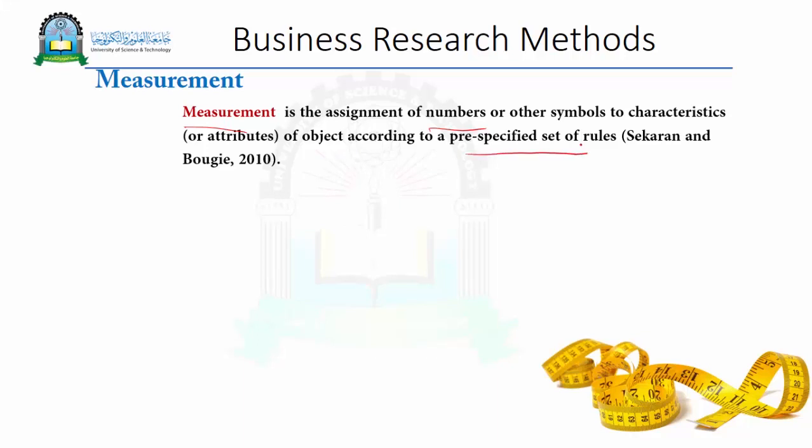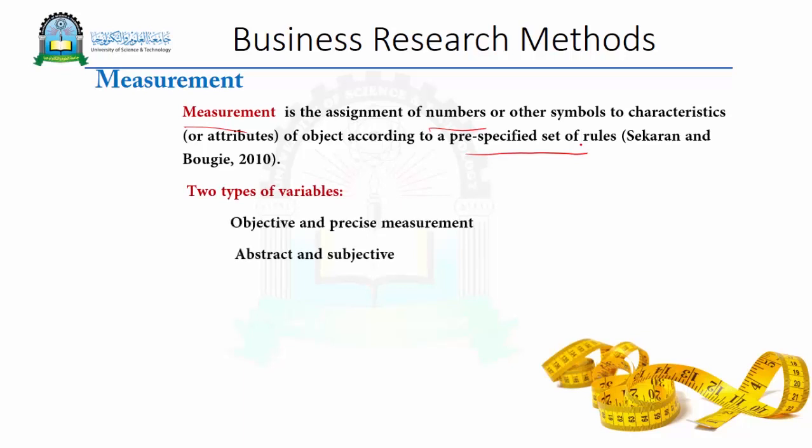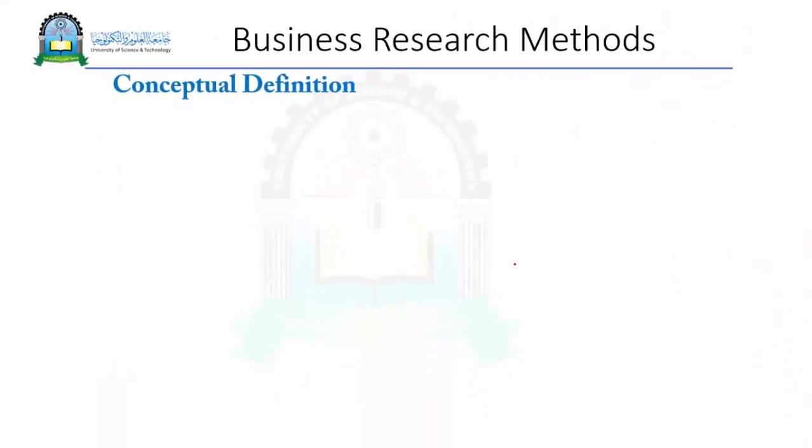This is according to Sekaran and Bougie, 2010. So we have two types of variables, as I have just explained: objective and precise measurement, like the volume of sales, or abstract and subjective, like job satisfaction. So what to do with the abstract and subjective variables to be measured quantitatively is operationalizing the concept. So I analyze the concept so it can be what we call operationalized.